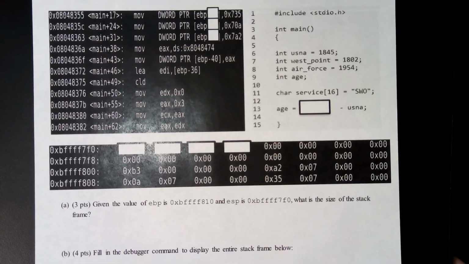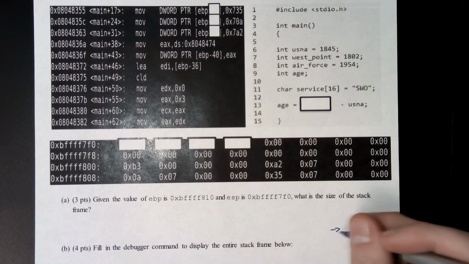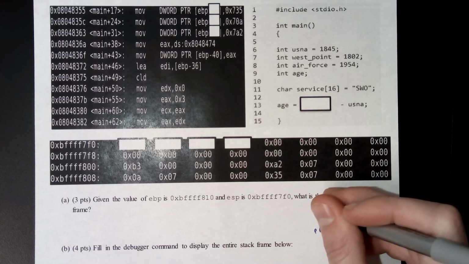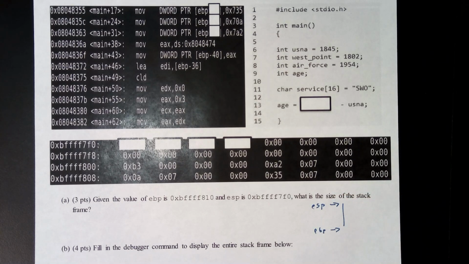So first up is, given the value of EBP is 0xBFFF810 and ESP is 0xBFFF7F0, what is the size of the stack frame? So we know that the stack frame is between EBP up to ESP, right? That's how big the stack is. And so to calculate this, we're just going to subtract the smaller one from the larger one. And so EBP is going to be the larger one.